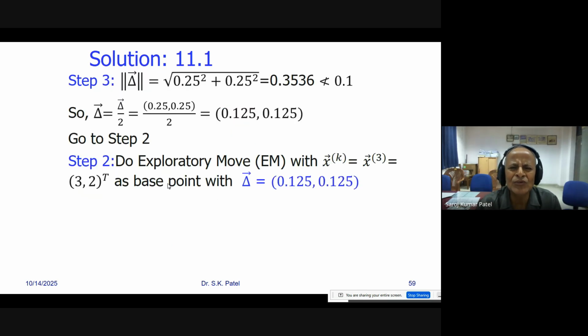So now again you check the norm of this step vector. 0.25, 0.25 is your step vector, so its norm will be 0.3565. Again it is not less than 0.1, so again you reduce it by half. It will be 0.125, 0.125.